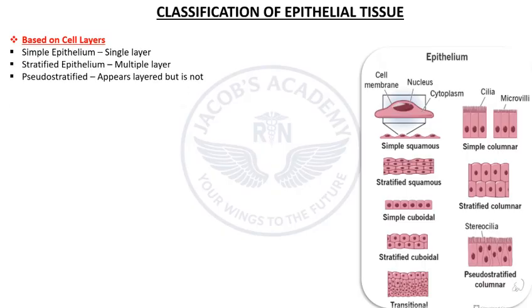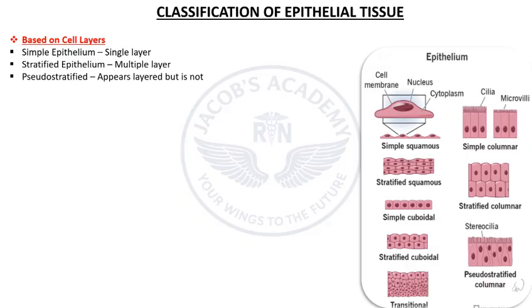Based on the cell layer, the first one is simple epithelium. This type has a single layer of cells. It is thin and ideal for processes such as absorption, diffusion, filtration and secretion. Examples are the lining of the alveoli, blood vessels and intestine.